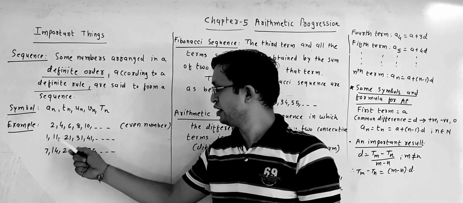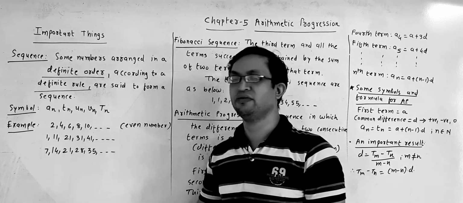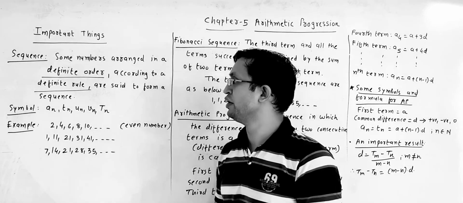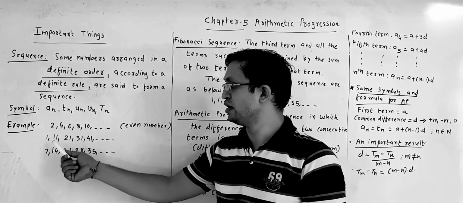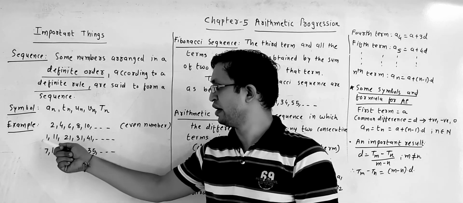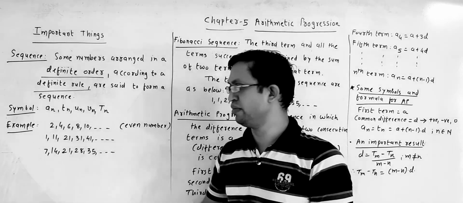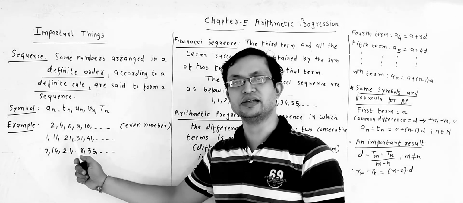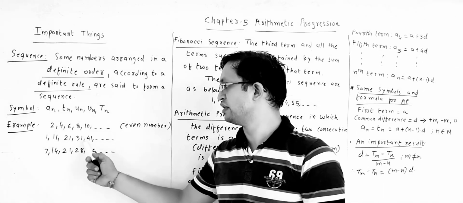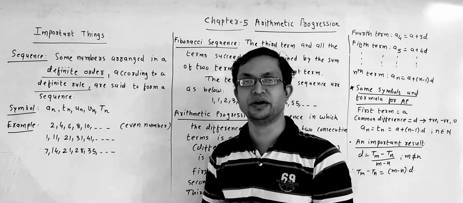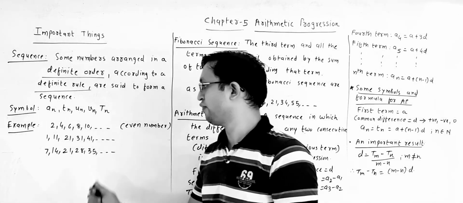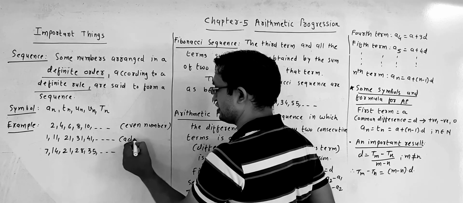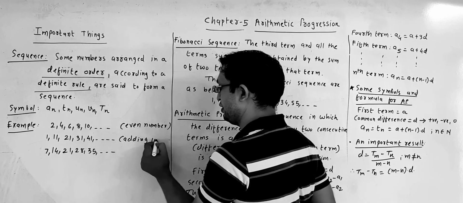Another sequence: 1, 11, 21, 31, 41. That sequence is also a definite rule in a definite order. Each number is obtained by adding 10 to the previous number. 1 plus 10 is equal to 11. 11 plus 10 is equal to 21. 21 plus 10 is equal to 31, and 31 plus 10 is 41. Therefore, adding 10 to a given number gives the next number.